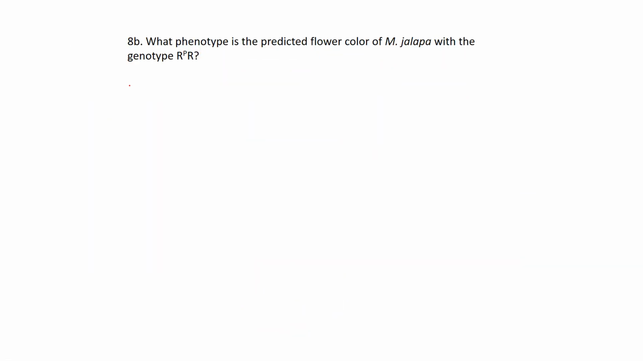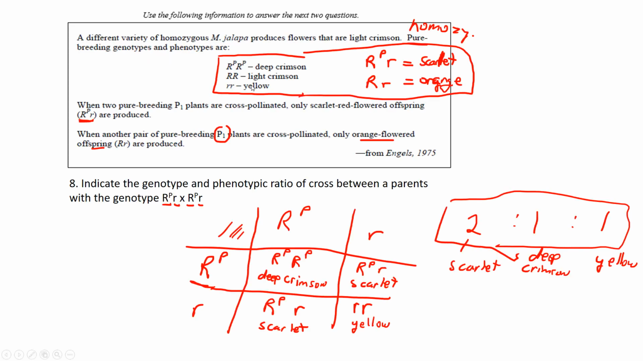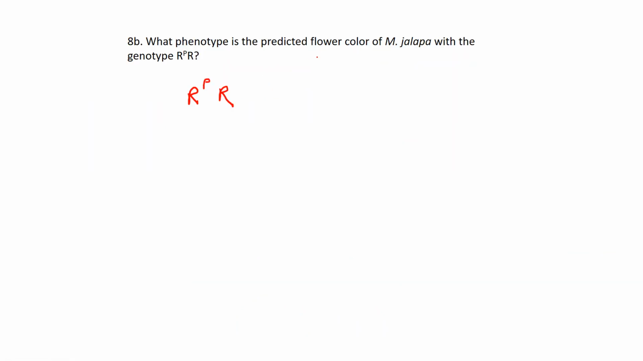Let's take a look at this question here. It says, what phenotype is predicted if you have a flower with the genotype R P R? Now we didn't see that in our legend, did we? But we can see something here. If we take a look at the P allele, the R with the capital P, that gave us deep crimson. And the 2 R's gave us light crimson. So let's just draw that in here.